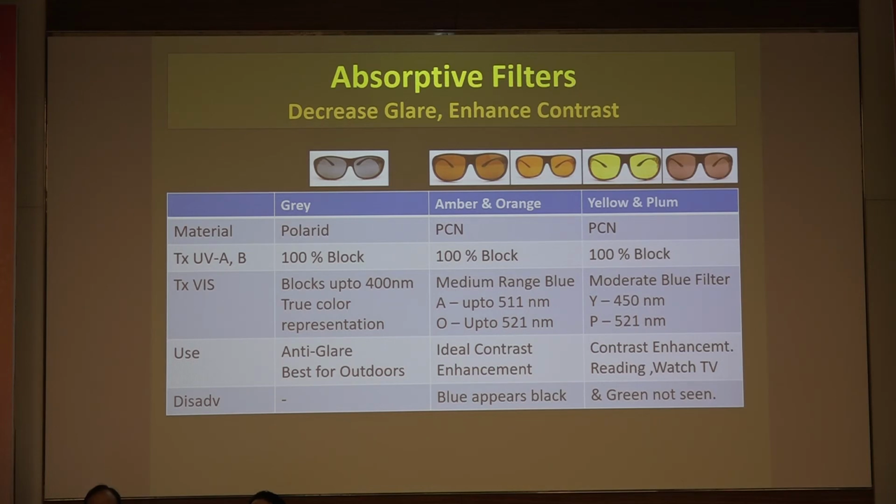And the orange, yellow, and plum ones, they predominantly cut off the UV and blue light. So they are very important for increasing the contrast for low vision patients. But the only disadvantage of all these colored absorptive filters is that blue color appears black when you wear these glasses, and the color green is not seen.